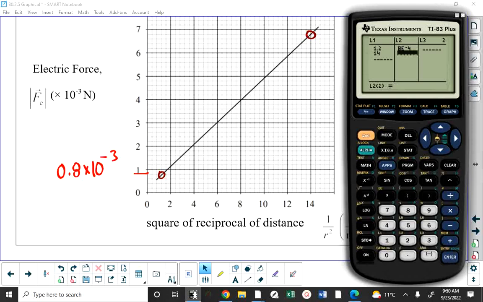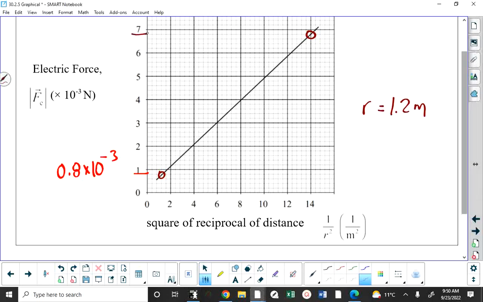And then I want to look at this. Well, that's 6.2, 6.4, 6.6, 6.8 times 10 to the negative 3.